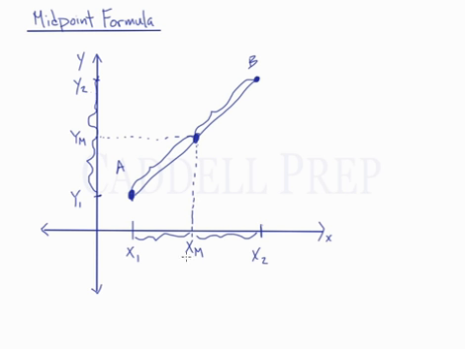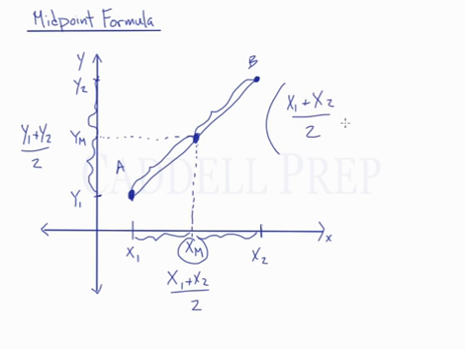This point, the X coordinate, is simply the average of these two. So it's just X1 plus X2 divided by 2. Then the Y coordinate is going to be the average of these two Y coordinates. So it's just Y1 plus Y2 divided by 2. So we get that our midpoint is X1 plus X2 divided by 2, Y1 plus Y2 divided by 2.